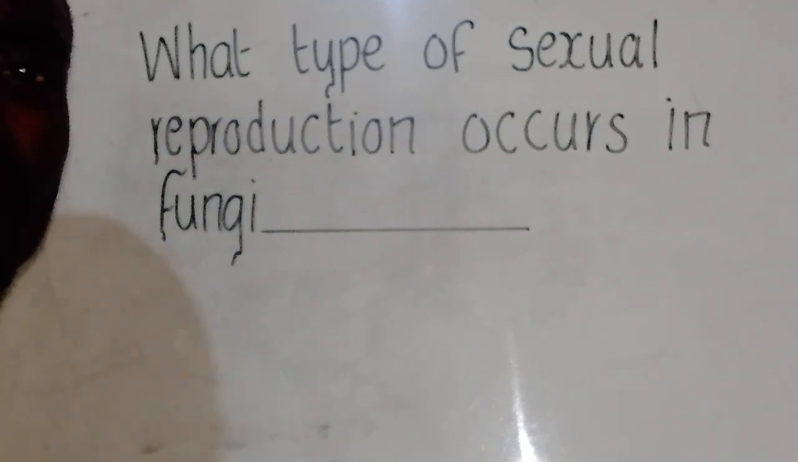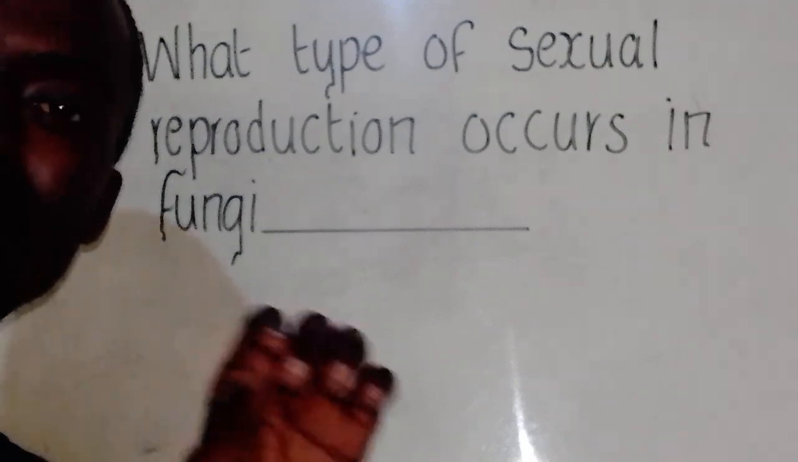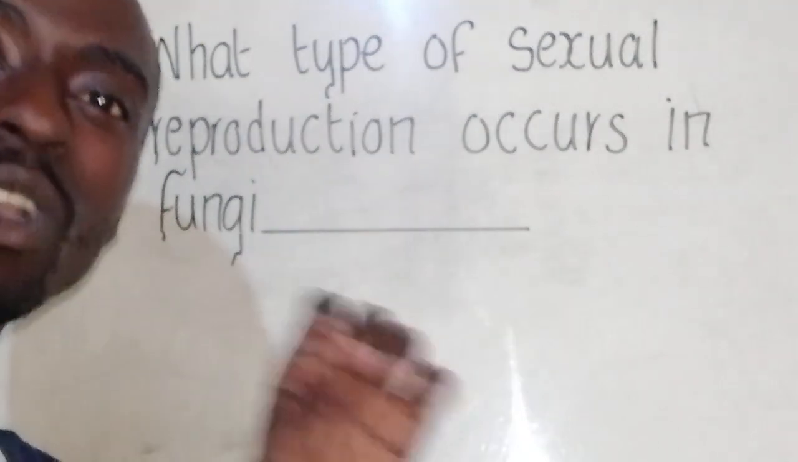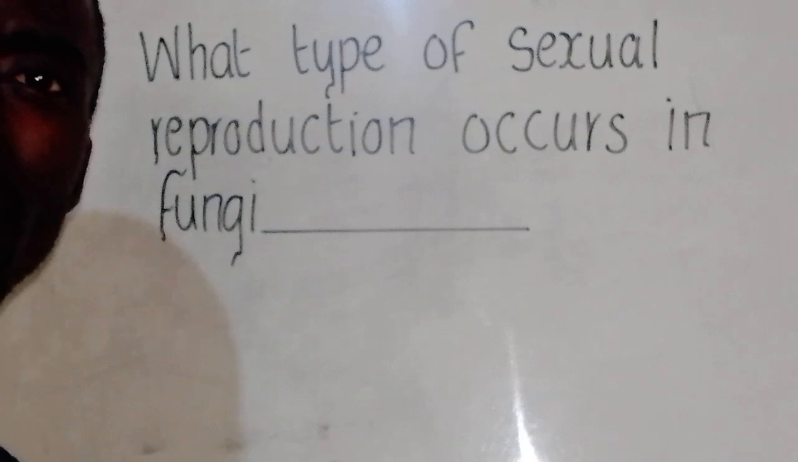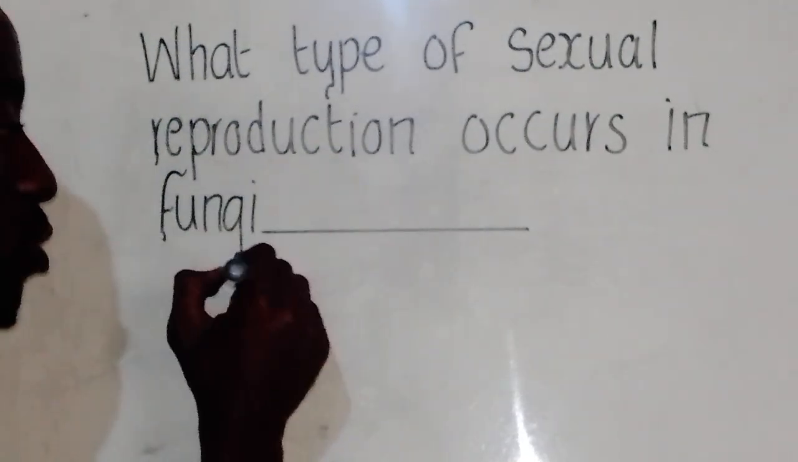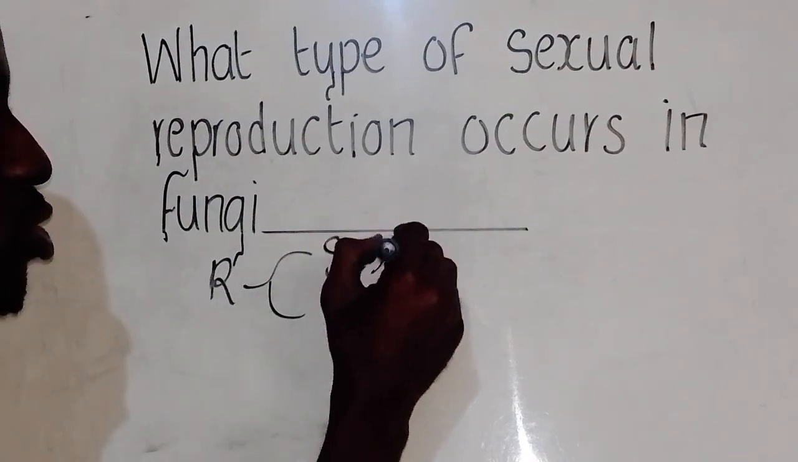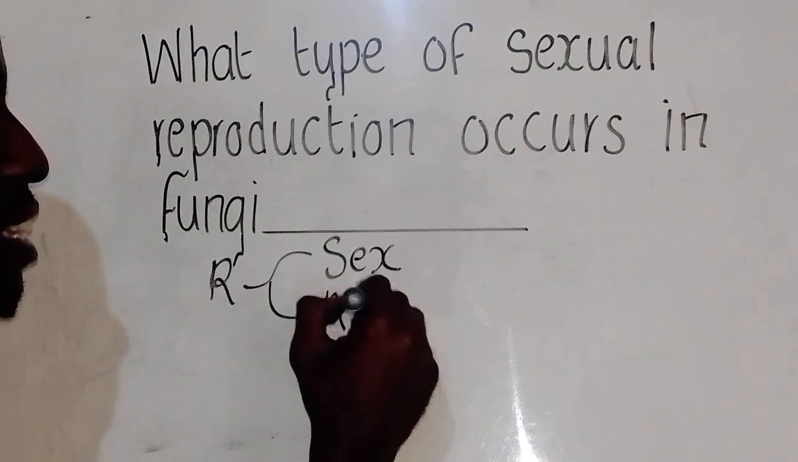Now, coming back to our question, it's saying reproduction. Reproduction is a process by which an organism produces offspring of the same kind. Now you need to understand that we have two types of reproduction. We have what is known as sexual and asexual.